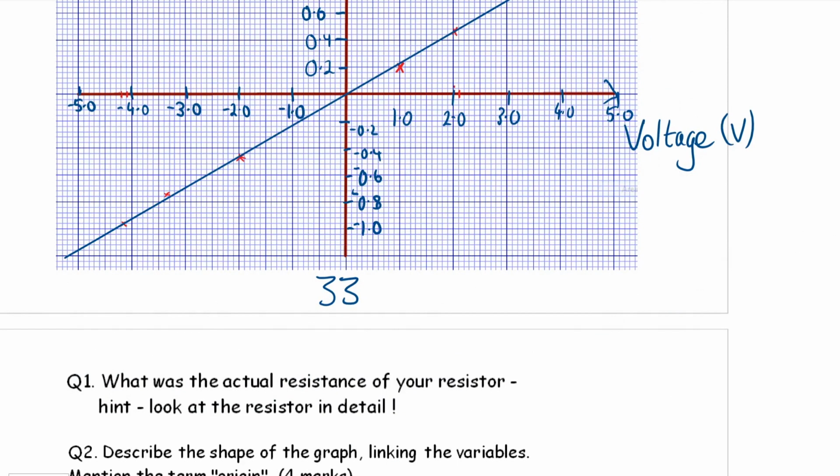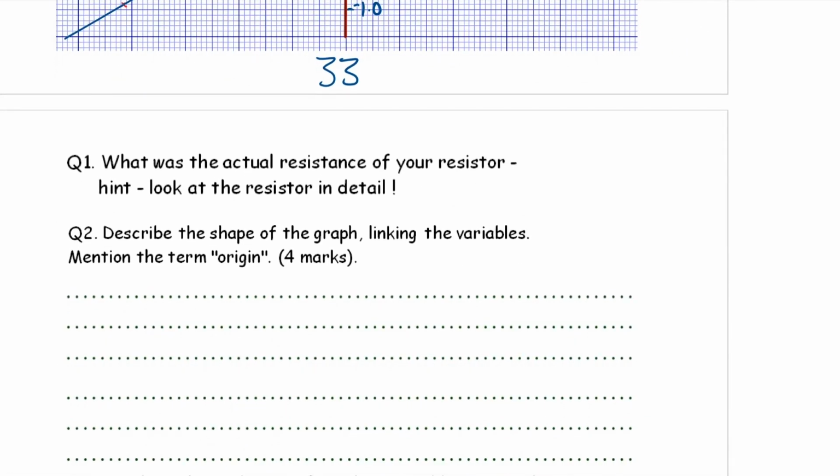The next part, or the next page I should say, turn on to page 34, a few questions. What was the actual resistance of your resistor? Now that's going to be difficult for you, but it was a 5 ohm resistor. I'm not sure if I pointed that out on the video or not. It's usually labelled underneath.